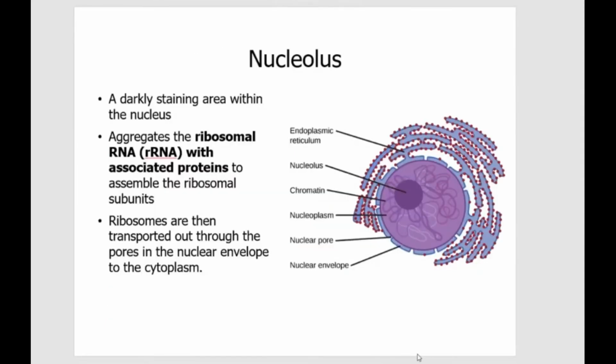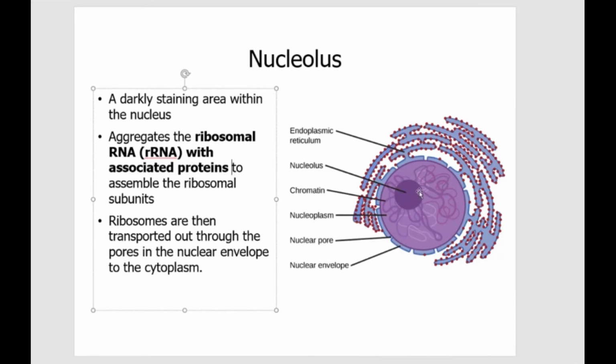Okay, the last structure we're going to talk about for the nucleus is called the nucleolus. So when you look at the nucleus, there is going to be an area that looks a little bit dark. Okay, and this area is where you have aggregations of ribosomal RNA. So you see aggregates of the ribosomal RNA with associated proteins to assemble the ribosomal subunits. Okay? So this is where the ribosomes are assembled with associated proteins, and these are going to become ribosomes.